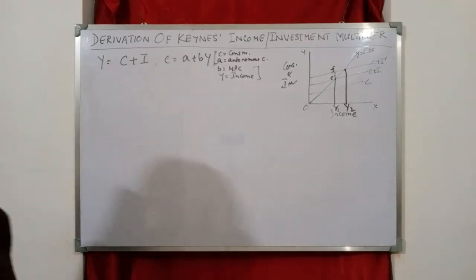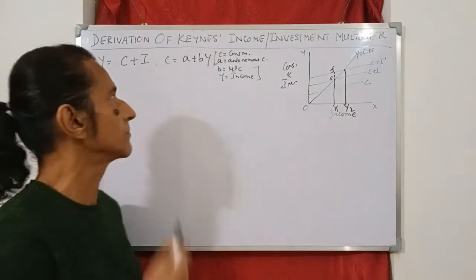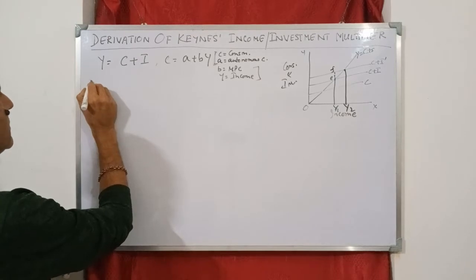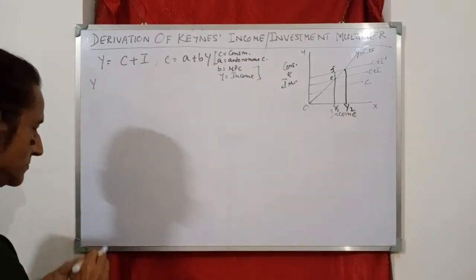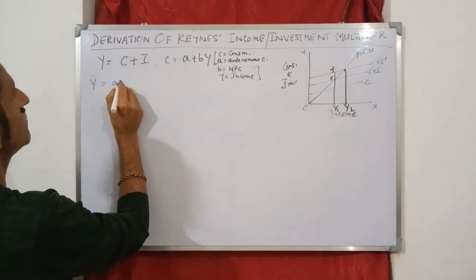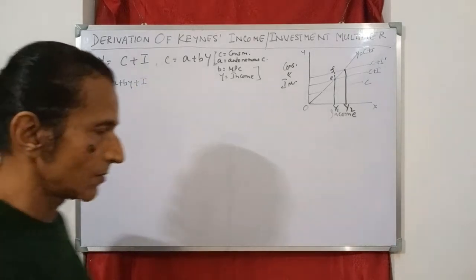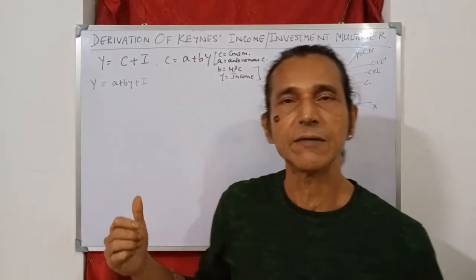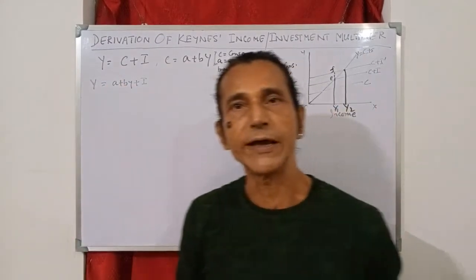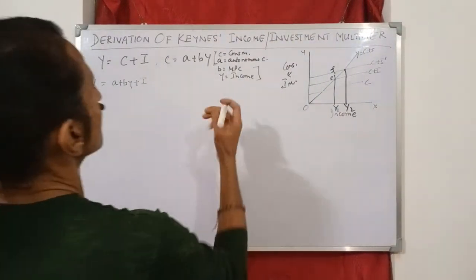Right? Now Y equals to C plus I and C equals to A plus BY. Now I put the value of C here. So this becomes Y equals to A plus BY plus I. We have put the value of C, that is A plus BY, in this equation. So we have got Y equals to A plus BY plus I. I is investment.